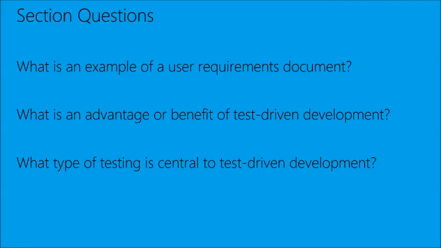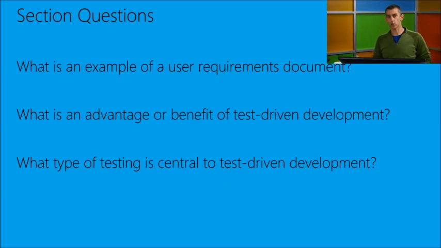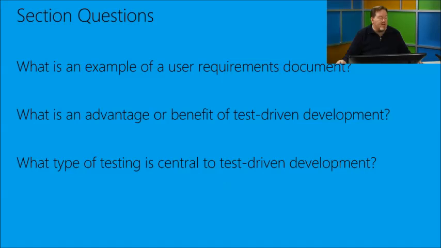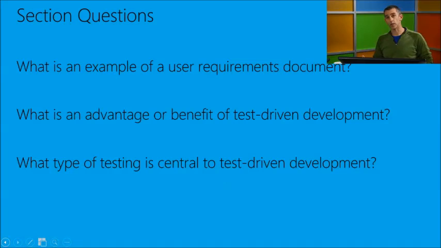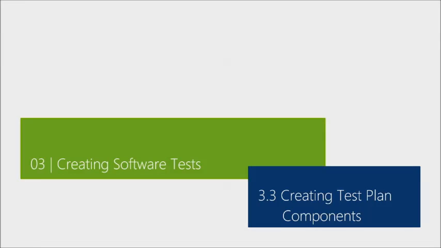So we have our section questions. Eric, what's an example of a user requirements document? So these are what we just talked about, use case diagrams and user scenarios. Okay. And what's the advantage or benefits of test-driven development? In test-driven development, the test cases are used as the documentation, and there's a heavy use of automation. Okay. And then finally, what type of testing is central to test-driven development? Those are the automated unit tests. Okay, great. So now let's move forward to 3.3, creating test plan components.